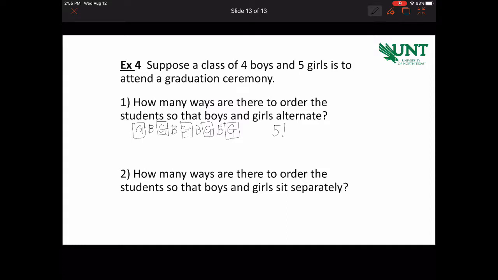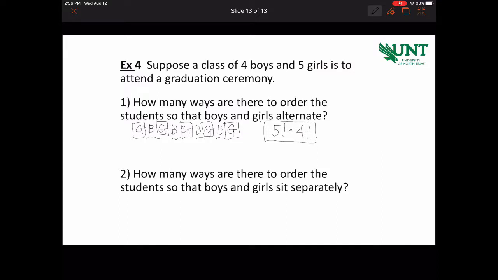In the same way, 4 factorial ways for the boys to sit in each spot. Using the fundamental principle of counting, the total ways are 5 factorial times 4 factorial.